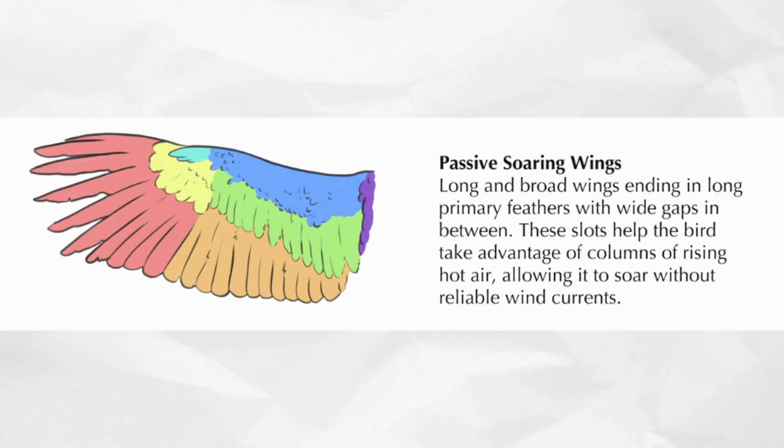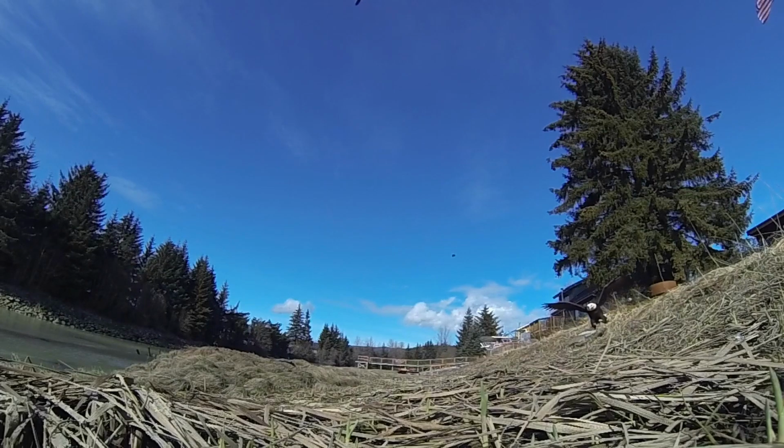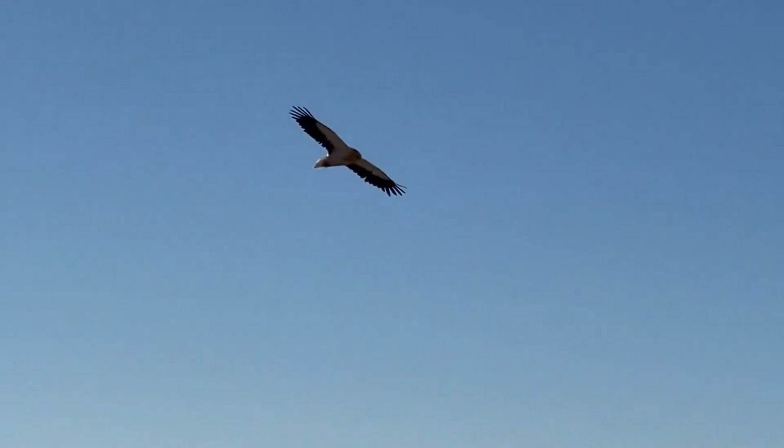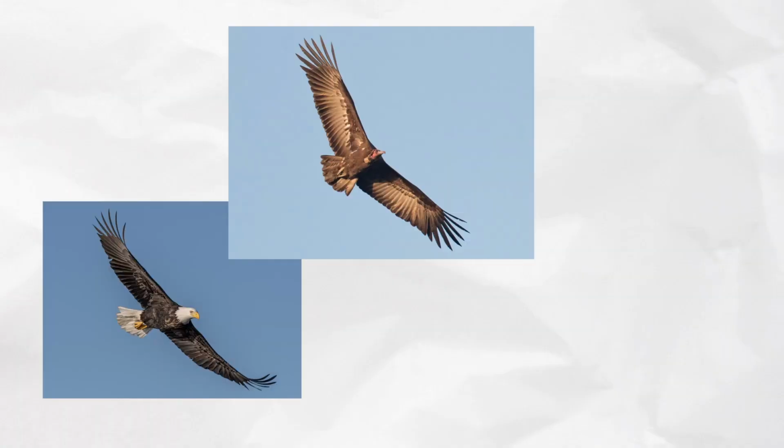Passive soaring wings. These wings are wider and shorter than active soaring wings and can help birds to take off easier. The primary flight feathers will have slots, aiding in catching rising air columns called thermals. Examples are eagles, vultures, and ospreys.